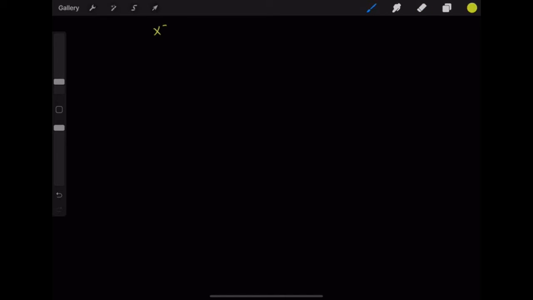So the first problem we have is x cubed minus 2x squared minus 5x plus 6 divided by x minus 3. Synthetic division only works, you're only allowed to use it, if this right here is just x. It can't be x squared or x cubed or anything like that.